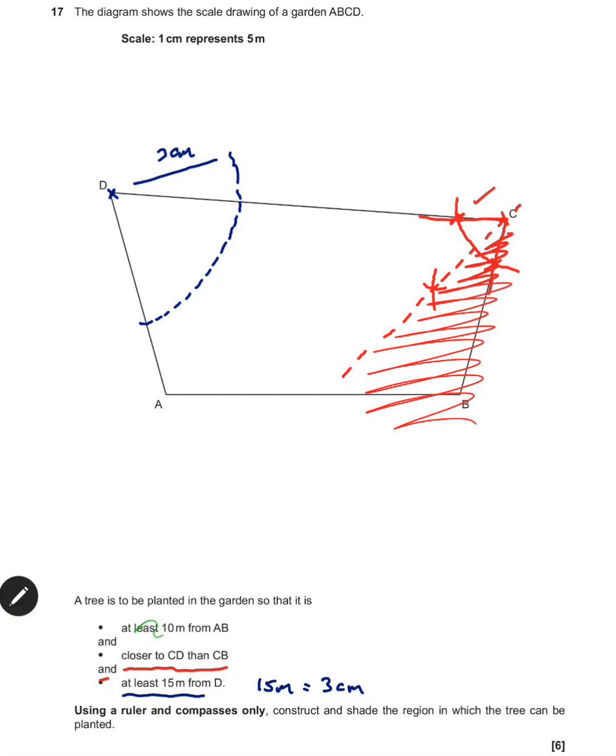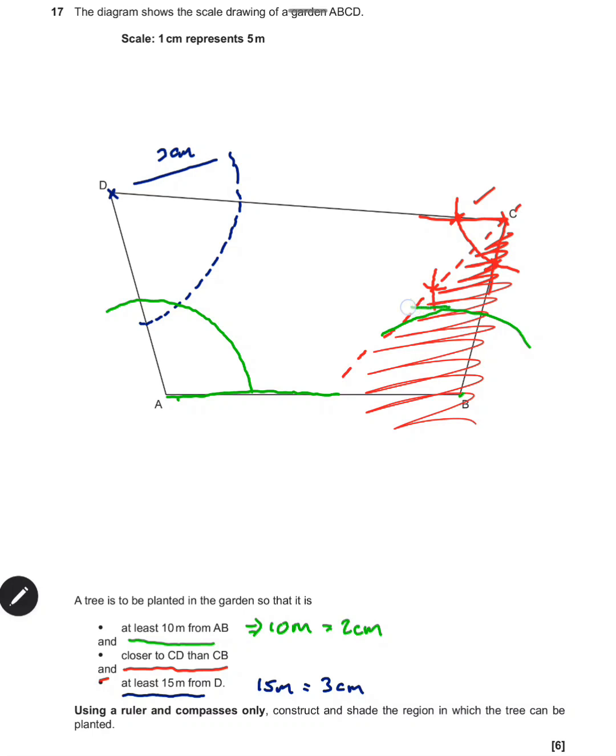This bit says at least 10 meters from AB. So here's AB. I need to be at least 10 meters from this. So again, I'm going to use my compass. 10 meters will be 2 centimeters, just using this scale above. So I'm going to open my compass to 2 centimeters and draw a little circle around A. I'll go over to B and draw the same circle.